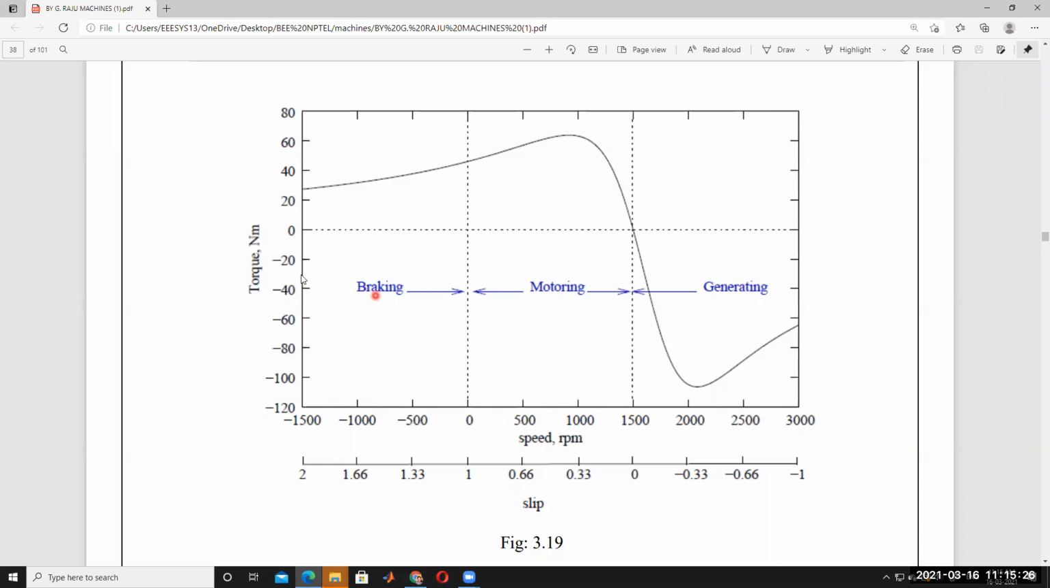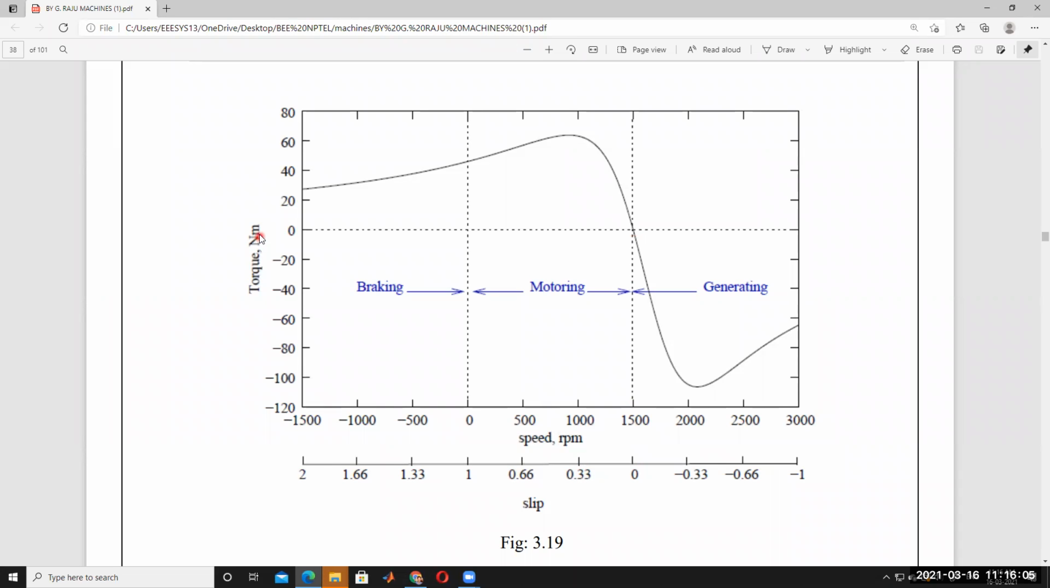Now look at the torque slip characteristics of a 3-phase induction motor. This is for generating mode, this is for motoring mode, and this is called braking mode. At slip equal to 1, this is called starting torque; this much torque is developed. At slip equal to 0, torque will become 0.